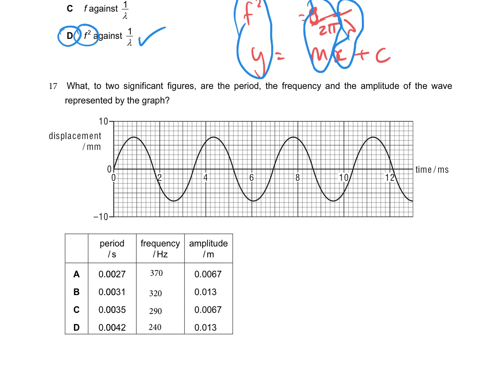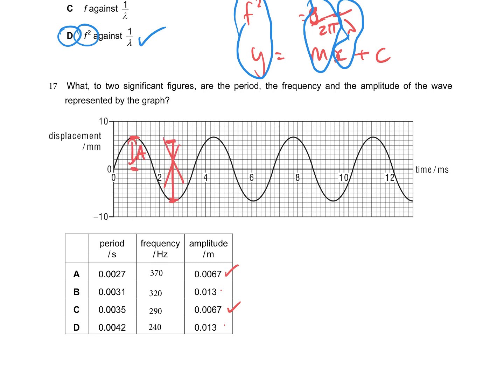What are the period and frequency and the amplitude of the wave represented here? So lots to get. Start with amplitude. Amplitude is the maximum displacement from the equilibrium position. So 5, 6, just below 7. So we're looking at either that one or that one. These are double, so be careful if you think that's the amplitude, which it isn't. This is the amplitude.